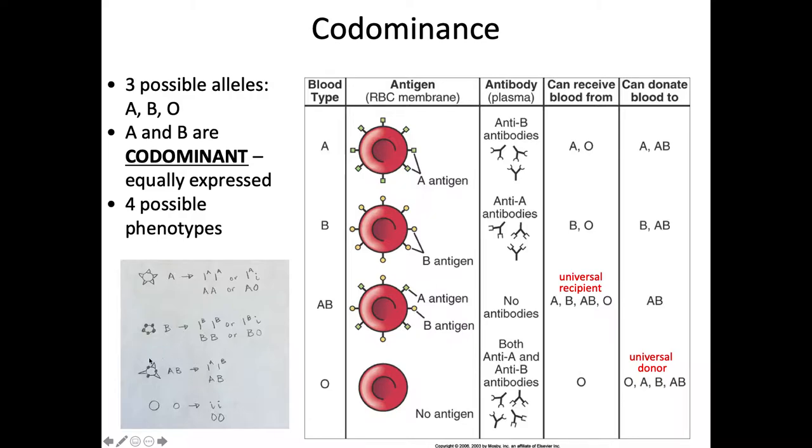Okay, and then you do have type AB blood, where you have the type A carbohydrates and type B carbohydrates. So that means that this person is AB blood. And this A allele and this B allele are codominant, where they are expressed equally.